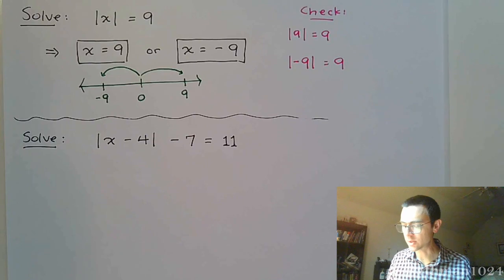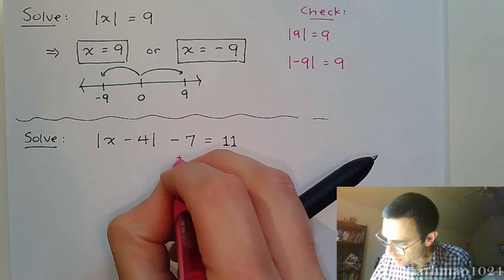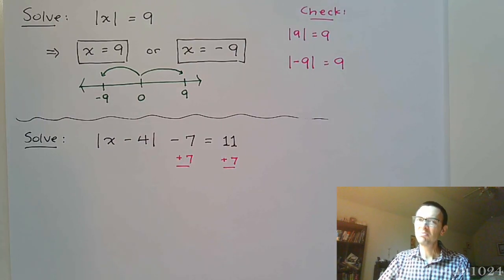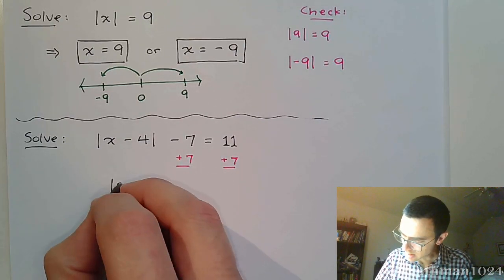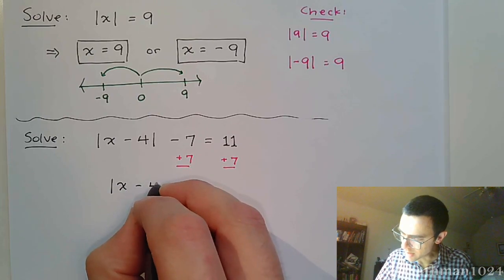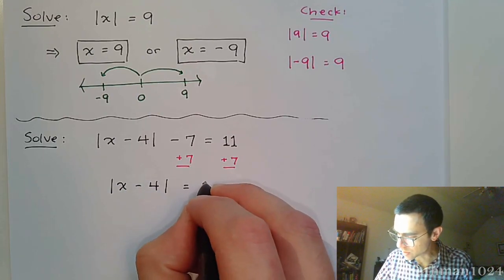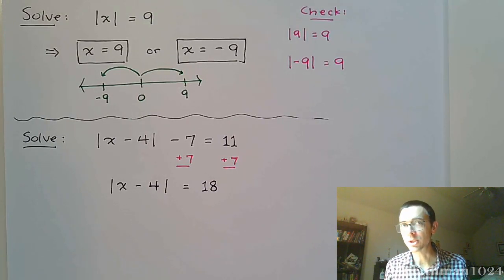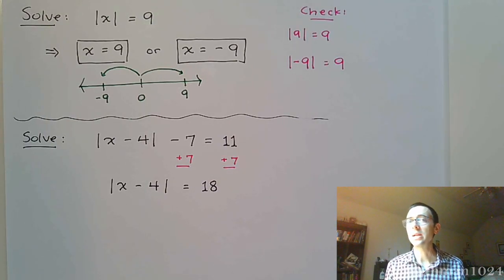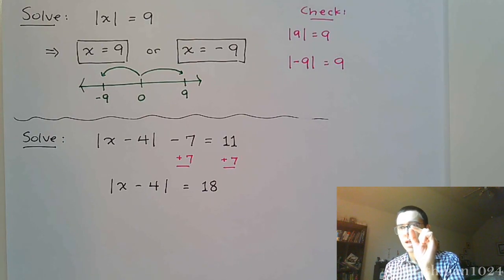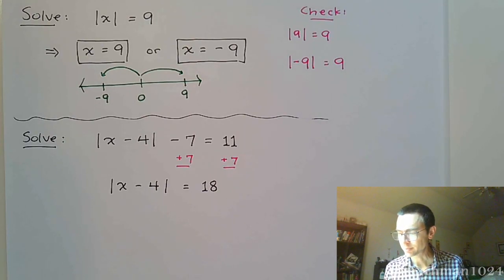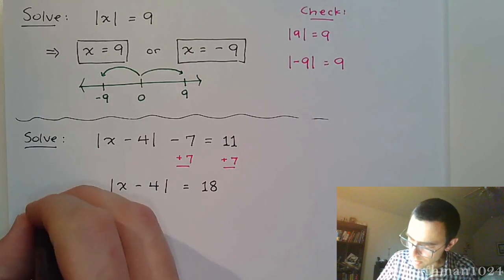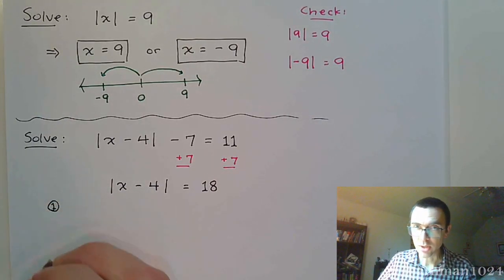So when we solve these equations, we have to first get the absolute value by itself. So, just like normal, add 7 to both sides. So we get the absolute value of x minus 4 is equal to 18. Notice that I still have the absolute values here in this problem. They don't go away just yet. All you did was add 7, and you moved it to the other side of the equation. Now that the absolute value is by itself, you set up your two equations that you need to solve.